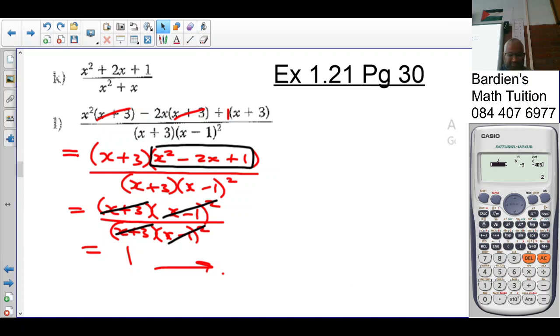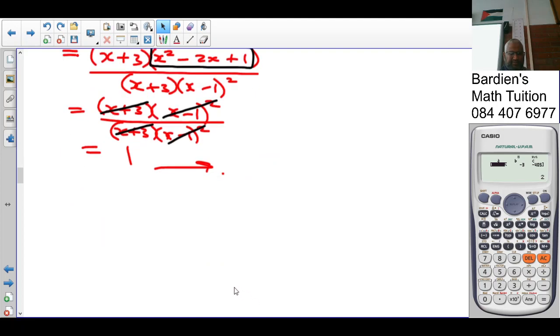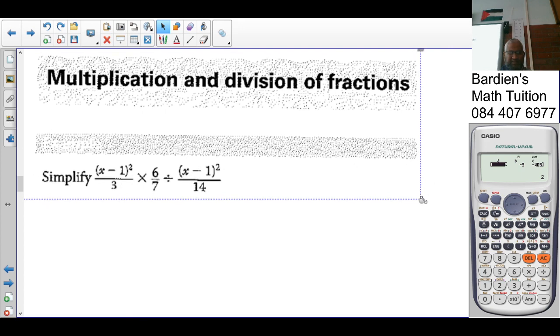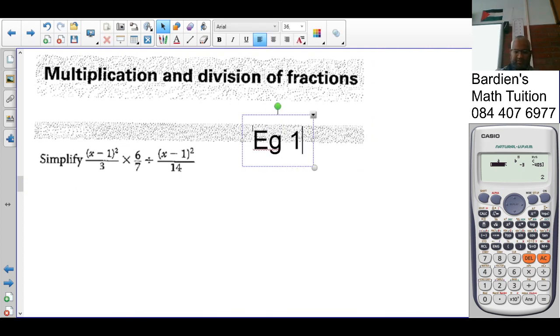Alright, so I gave you a homework. The homework was exercise 1.21, the second column. Now we're going to look at multiplication and division of fractions. And this is on page 33. No, that's addition.